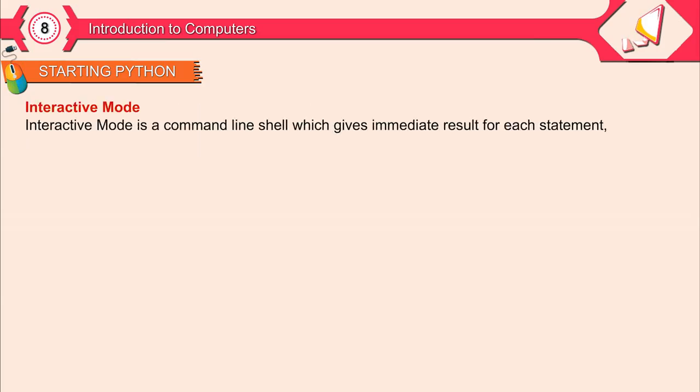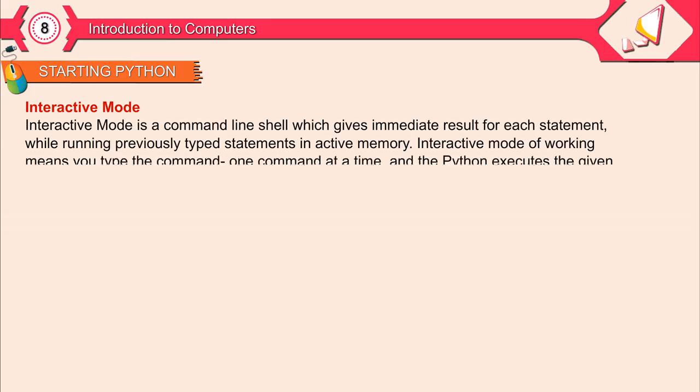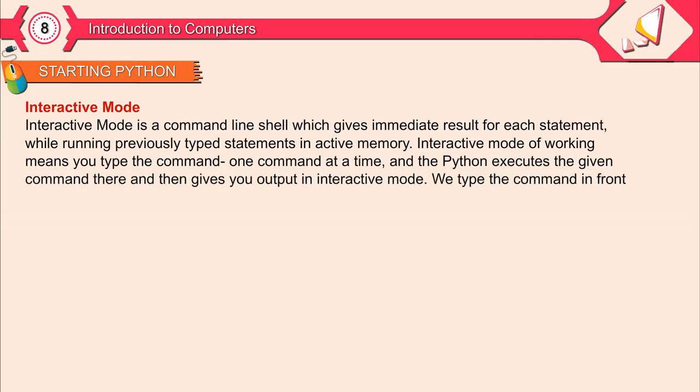Interactive mode. Interactive mode is a command line shell which gives immediate result for each statement while running previously typed statements in active memory. Interactive mode of working means you type the command one command at a time and Python executes the given command there and then gives you output. We type the command in front of the Python command prompt.